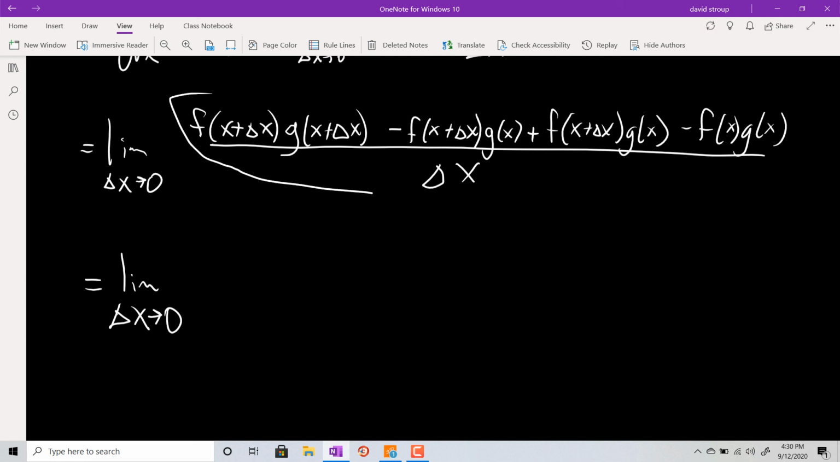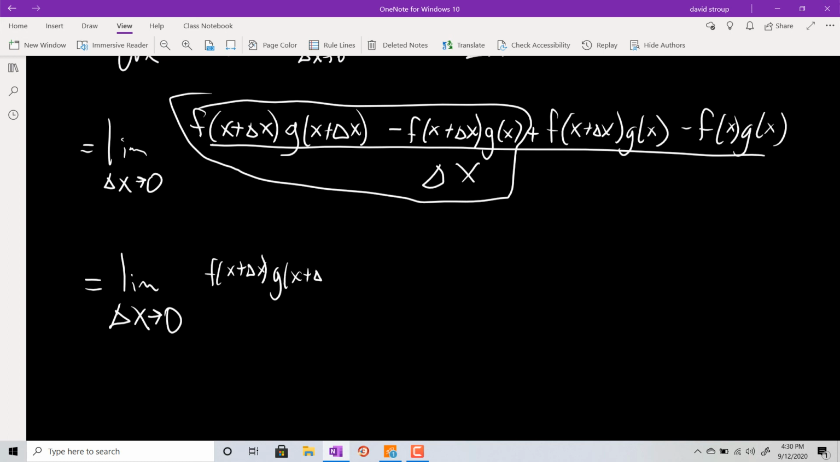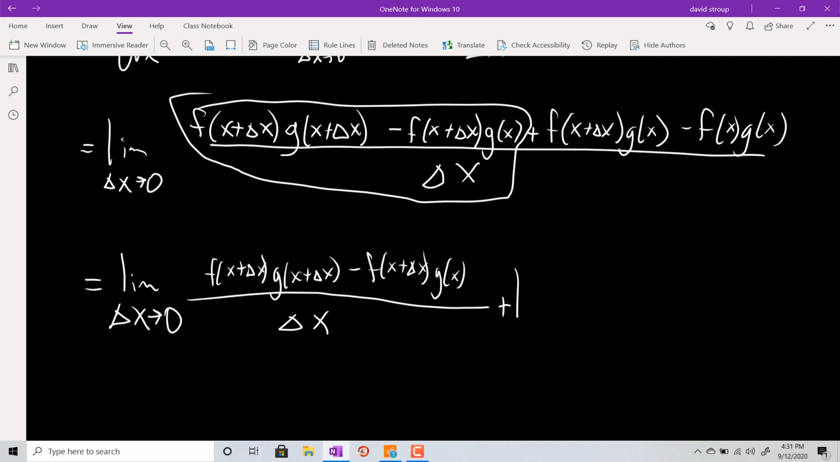take these guys and make that into basically a limit. So I'll have f of x plus change in x times g of x plus change in x minus f of x plus change in x times g of x. And you can see I can factor, so my next step is going to be to factor out the f of x plus change in x, and what will be left will be the derivative of g of x. Right? And then I have plus the limit as change in x goes to 0 of f of x.